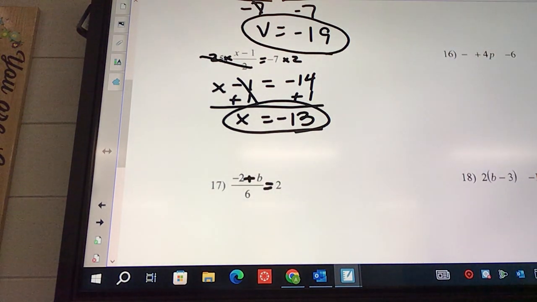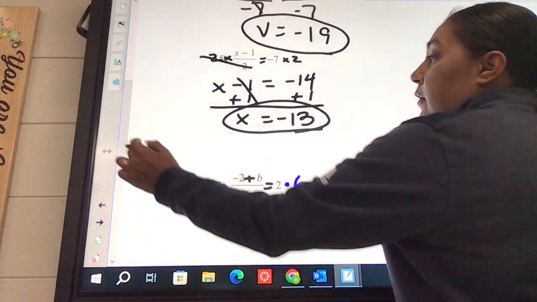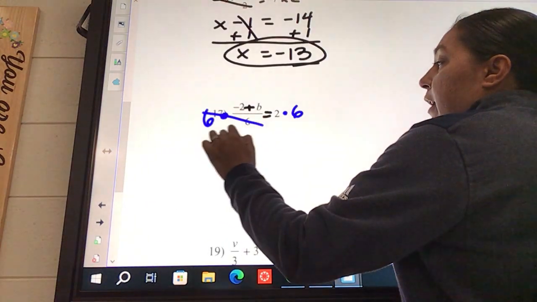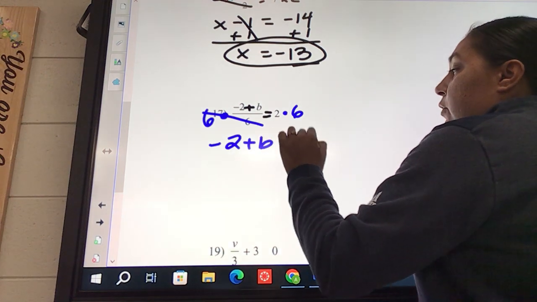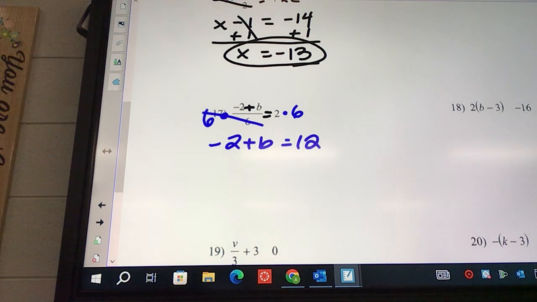Okay, 17. What needs moved first? The bottom one. Yep, so we're gonna multiply by 6. Okay, so I got negative 2 plus b equals 12. Then what needs moved? 2. I'm gonna get b equals 14.